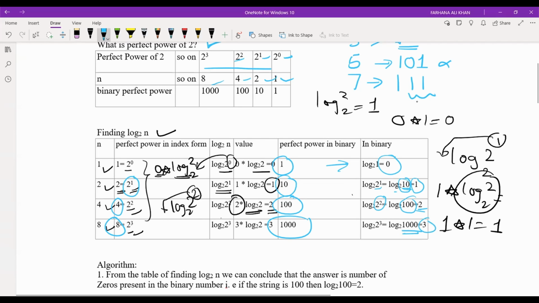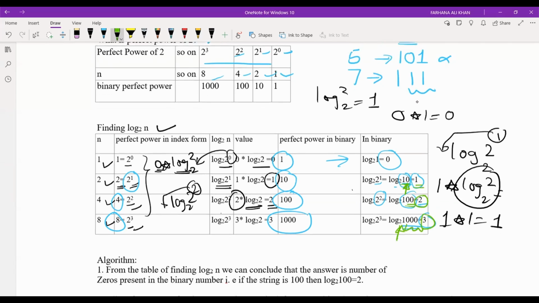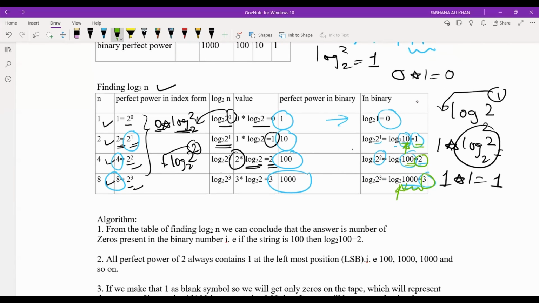Now, if you compare the answers of log of 2 in the binary number system, we can find that the number of zeros present will be your answer. In case of 10, which is number 2, your answer is 1. In case of number 4, which contains 2 zeros, your answer is 2. In case of binary number 8, which contains 3 zeros, your answer is 3. So the answer is already present in your question.